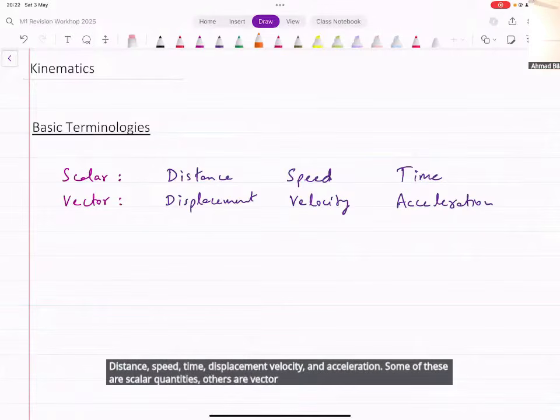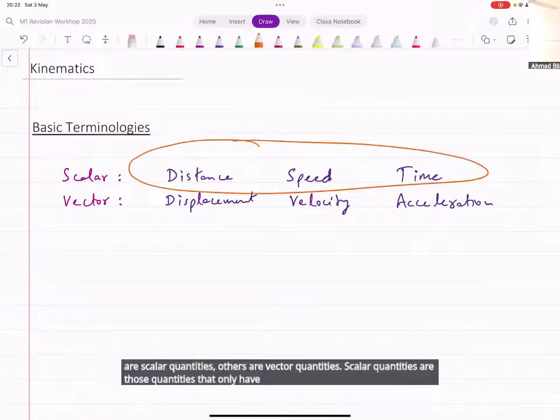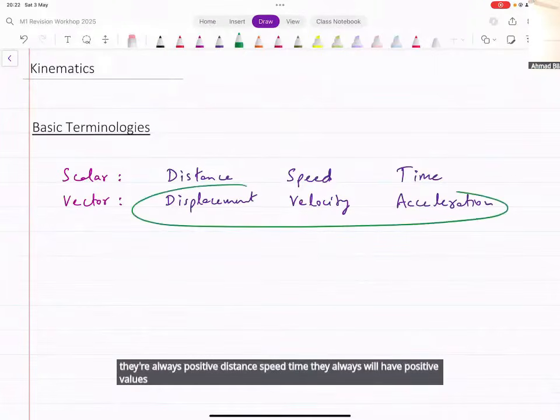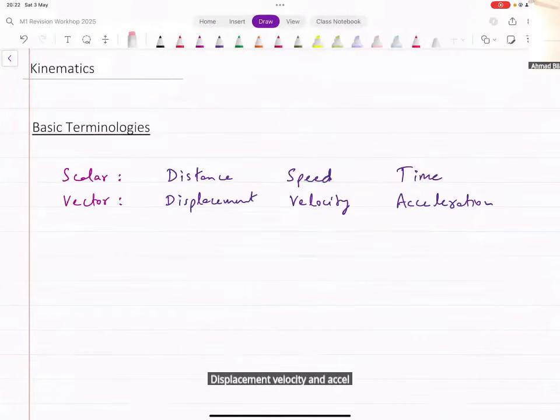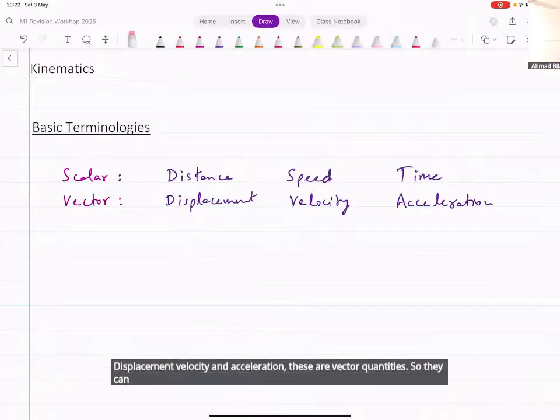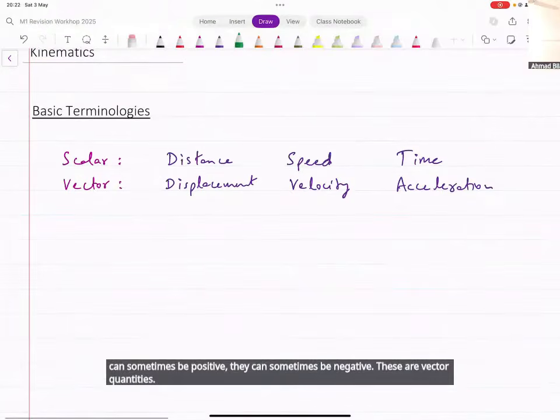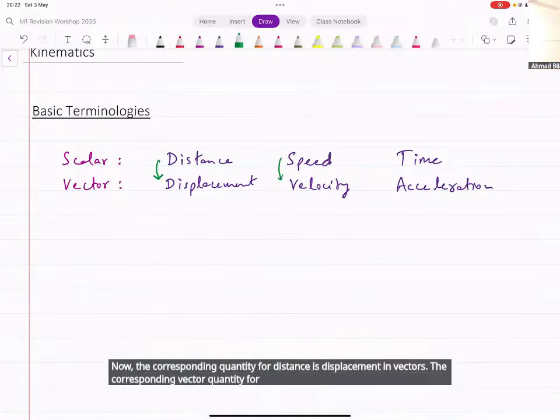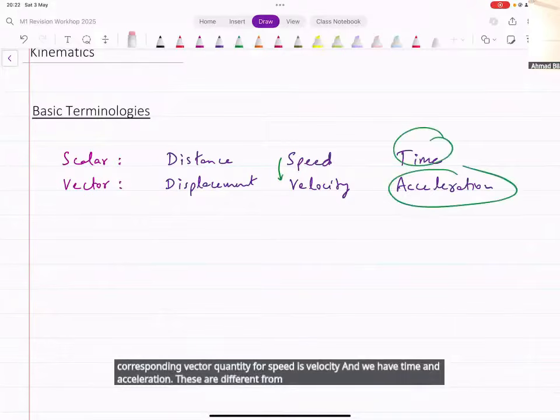Some of these are scalar quantities, the others are vector quantities. Scalar quantities are those quantities that only have magnitude, they don't have any direction, and they're always positive. Distance, speed, time, they always will have positive values. Displacement, velocity, and acceleration, these are vector quantities. So they can sometimes be positive, they can sometimes be negative. Now, the corresponding quantity for distance is displacement in vectors. The corresponding vector quantity for speed is velocity. And we have time and acceleration. These are different from each other.